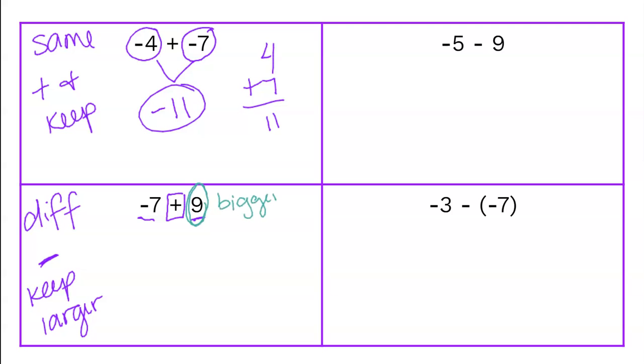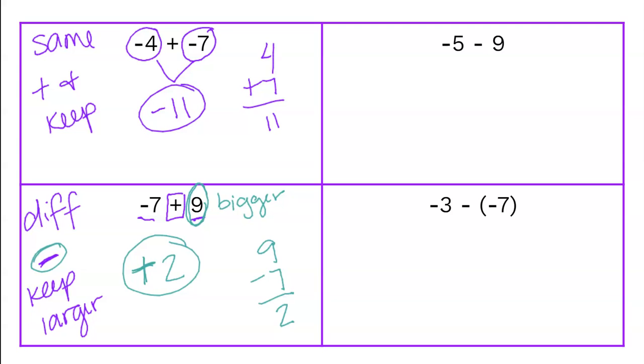So since 9 is bigger, that tells us our answer is going to be positive. So we have a positive answer. And we need to subtract the number. So what's 9 minus 7? That is 2. So our answer is +2.